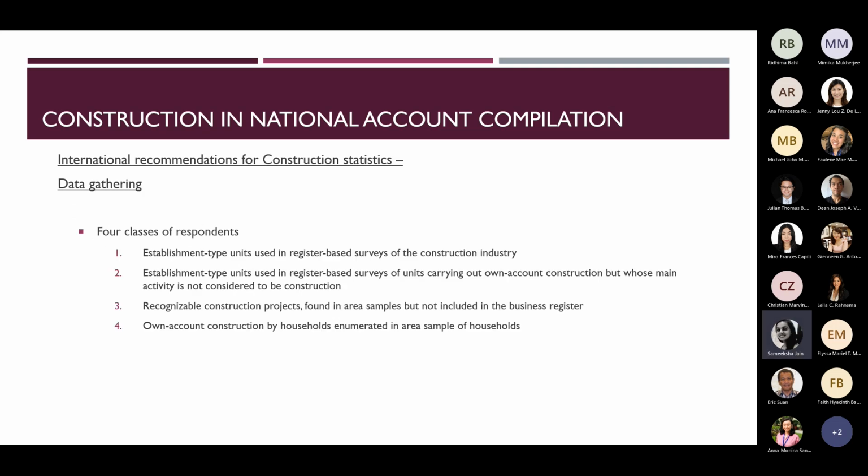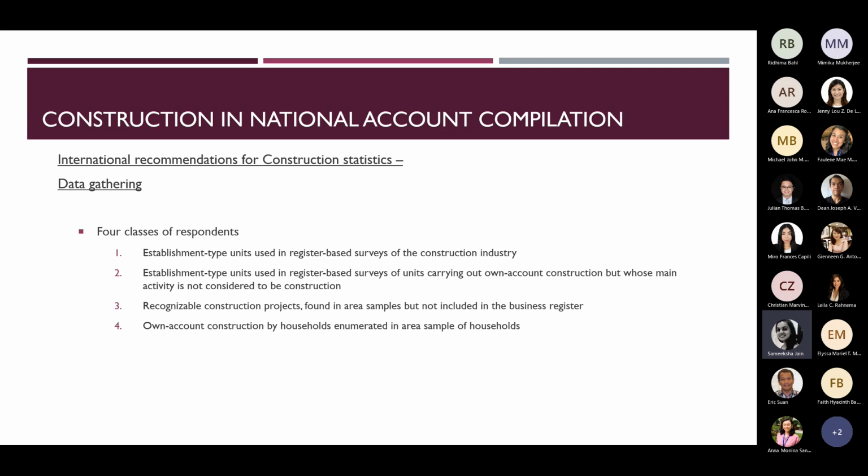So basically, in this slide, according to the international recommendation for construction statistics, when looking at data gathering, the idea is to go back to the basics and understand the four classes of respondents, that is, the four classes of units in the construction industry, and to see how data gathering will differ by each kind of unit that we're looking at.